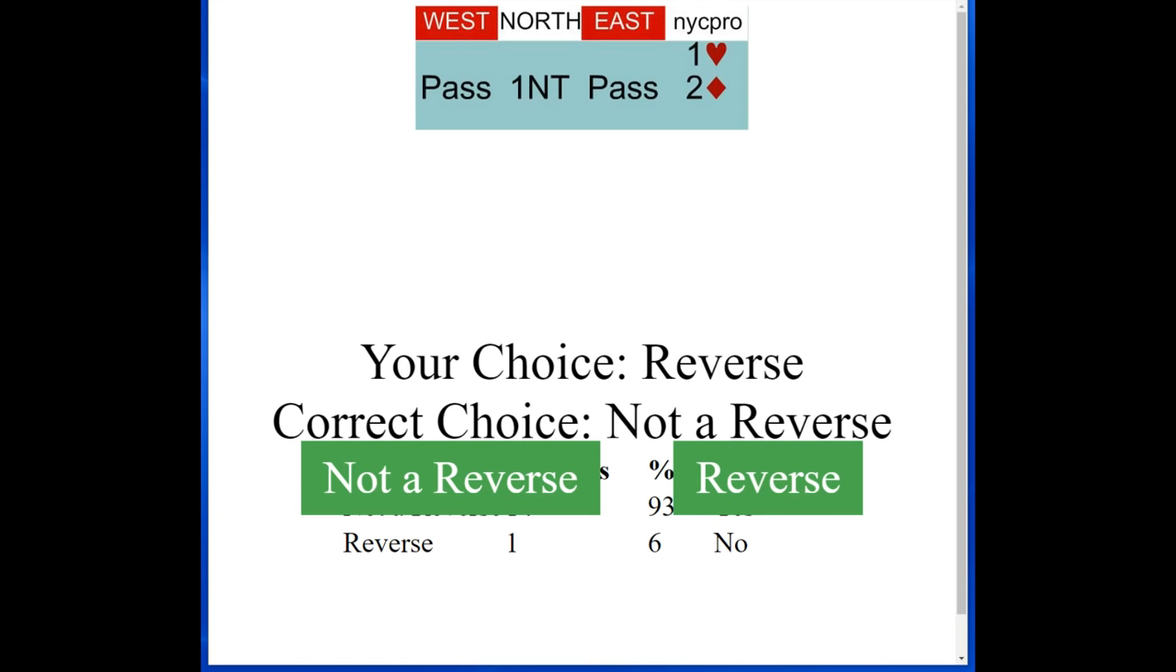And I'm going to show you the results here. You guys crushed this one. Good job. We had everybody getting this right. It is not a reverse. Sorry, we had one person maybe didn't get it right, but I'm sure that's a misclick.